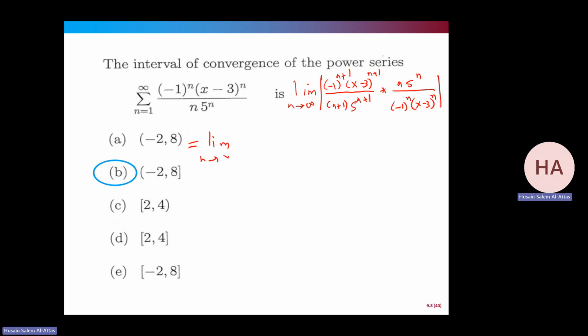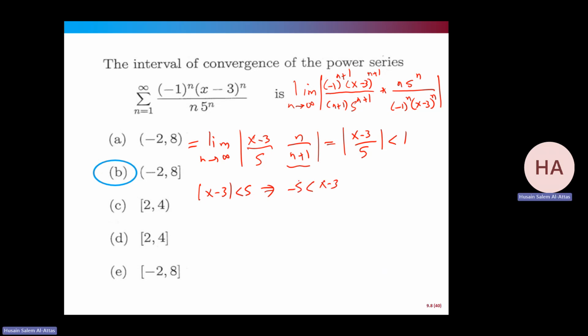Limit as n goes to infinity, the minus is gone. I have x minus 3 remaining. I have 5 here. I have n over n plus 1. As usual, this is 1, same degree. The limit will be gone. So I have absolute value of x minus 3 over 5. I want this to be less than 1. So I have absolute value of x minus 3 less than 5. So R is 5, very clear, R is 5. If I want the radius of convergence, or the interval in this case, that means x is between -2 and 8, with endpoints to check.